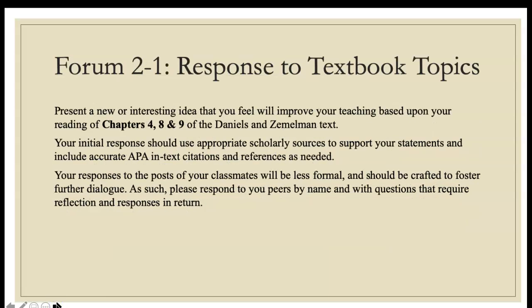Your forum this week is to present a new or interesting idea that you feel will improve your teaching based upon your reading of chapters 4, 8, and 9 of Subjects Matter. Please remember that you should be using scholarly sources in your responses. And also, when you respond to a peer, be sure to address them by name and with questions that require reflection and their responses in return.